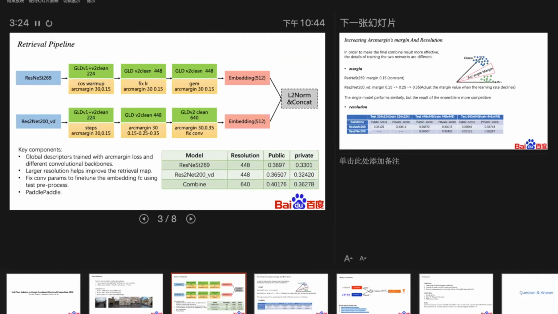To further expand the model difference, we fix the ResNet 200D conv layer parameters and freeze the FC layer to train with pre-processing in the test.